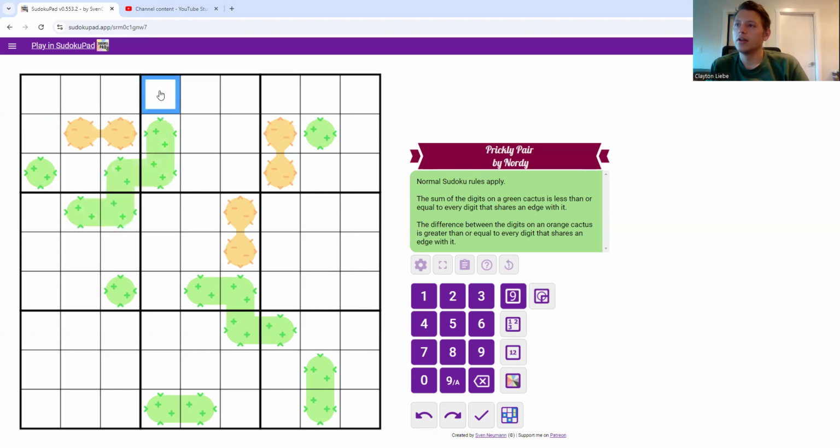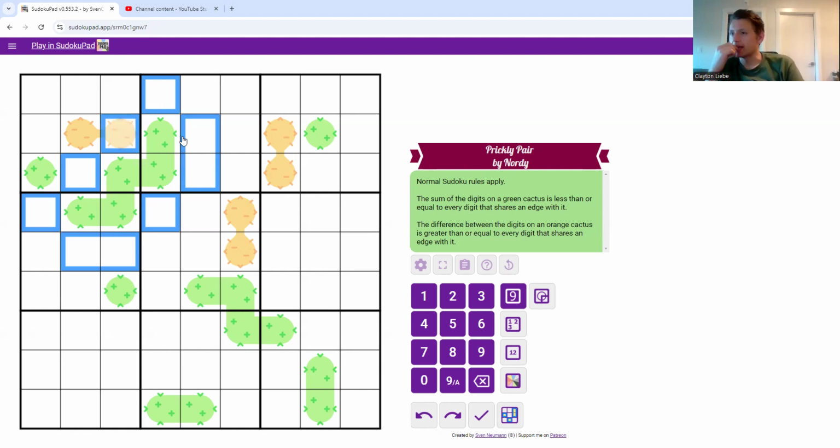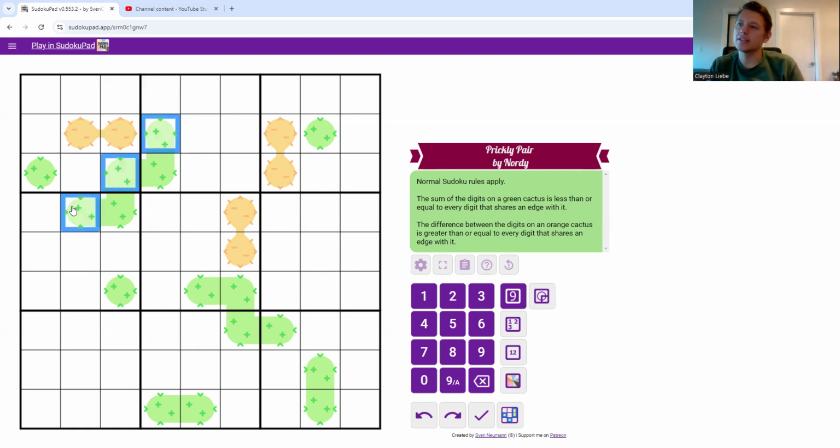1, 2, 3, 4, 5. These are all the digits this cactus shares an edge with. And at any given time, there are 3 of them; 3 in any row, column, or box is the maximum. So we're going to have to maximize or minimize this with 3 1s and 2 2s. And that'll give us a sum of 7. And that'll give us 7, 8, 9 pairs flanking it.